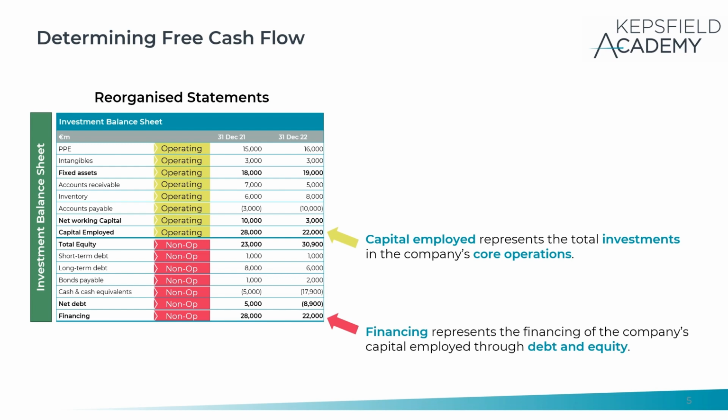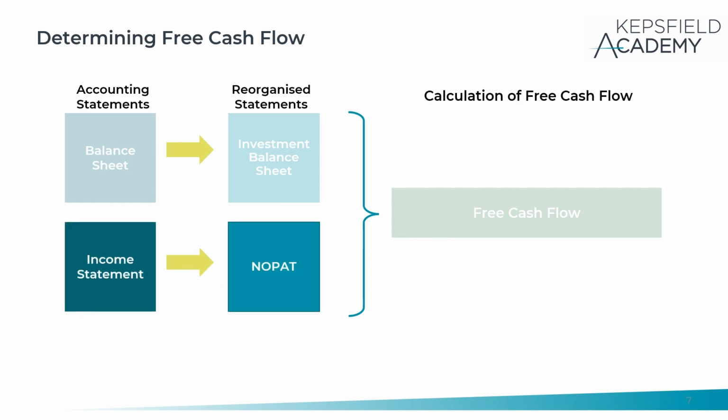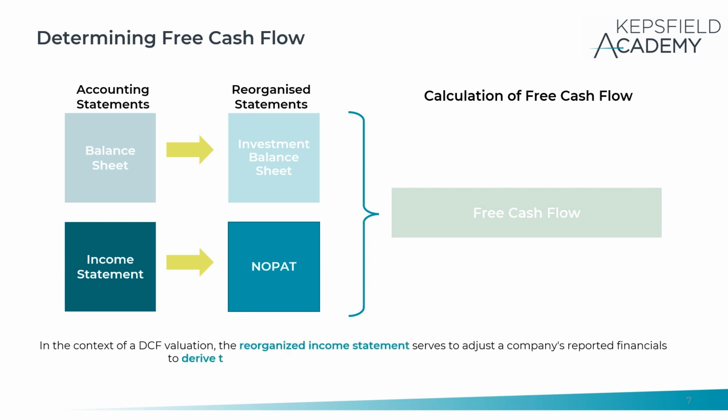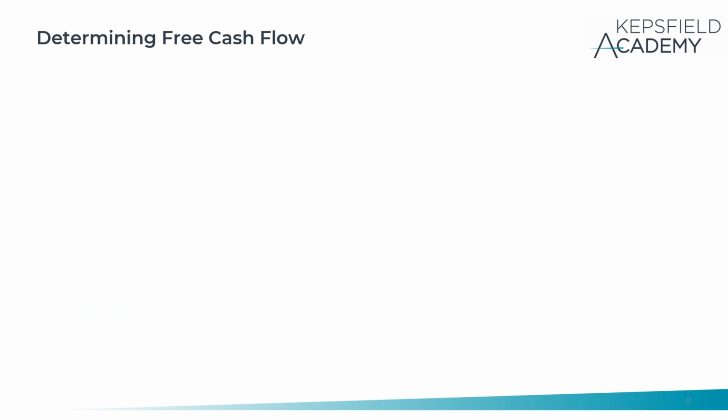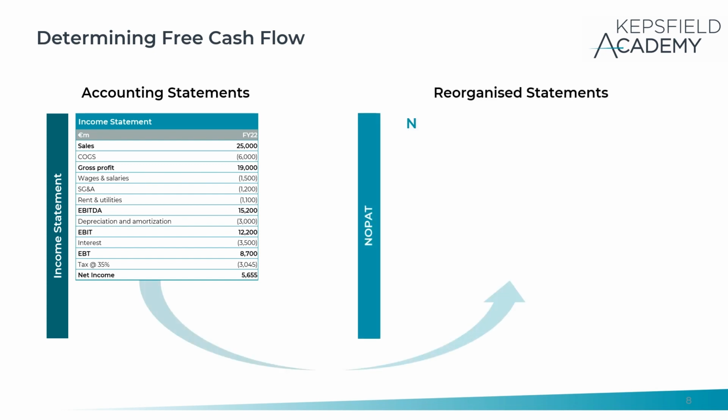In the context of a DCF valuation, the modified income statement serves to adjust a company's reported financials to derive the relevant cash flow metrics needed for the analysis. The starting point for the adjusted income statement is NOPAT. NOPAT, or net operating profit after taxes, gives us insight into a company's operating profit after considering taxes.